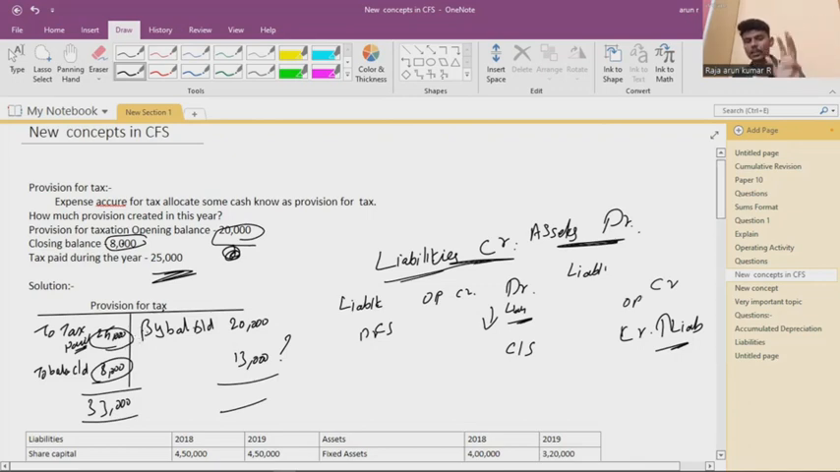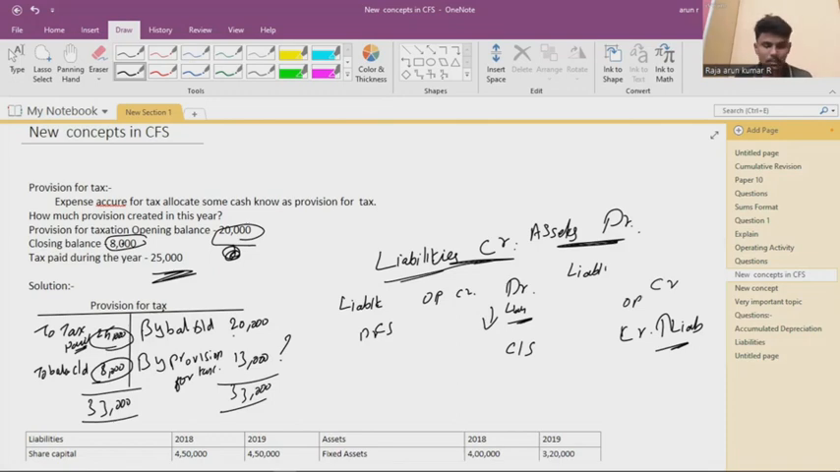The cash flow statement clearly finds out the exact cash amount, where the cash flows into the business and where the cash goes outside the business. Each and everything will be shown in the cash flow statement. So the balance of provision, this 13,000, is provision for taxation, 33,000. This is the concept you must understand. This is the simple concept. That's it. The provision for taxation concept is over. We directly jump to the sum.